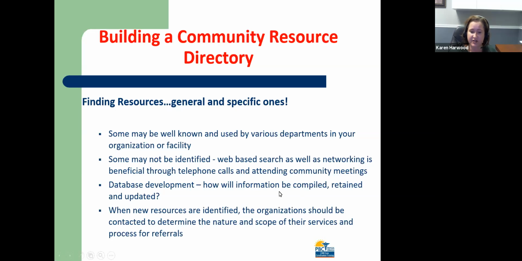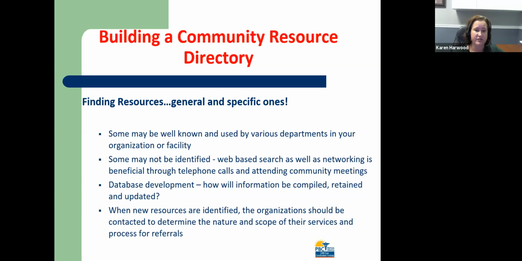So when new resources are identified, you want to be able to work with the different organizations. If you find something online or through 211, it's always a good idea to call the organization. I wouldn't just give a phone number to a client without contacting the organization myself. There's nothing worse than setting our patients up for failure, when generally we're working with patients who have chronic conditions and are overwhelmed.